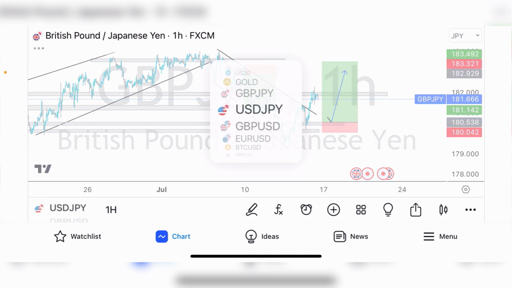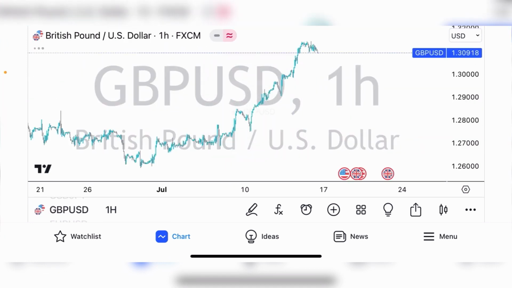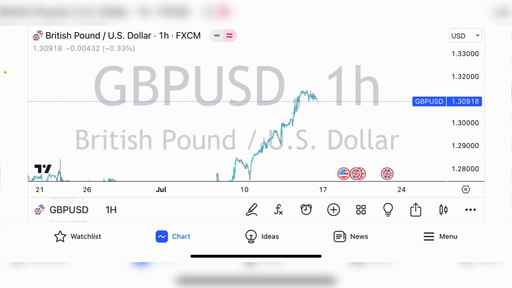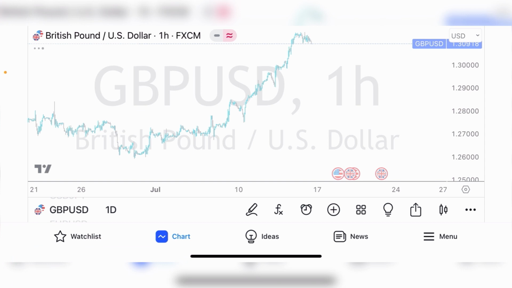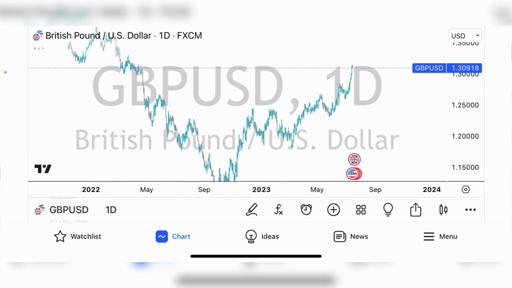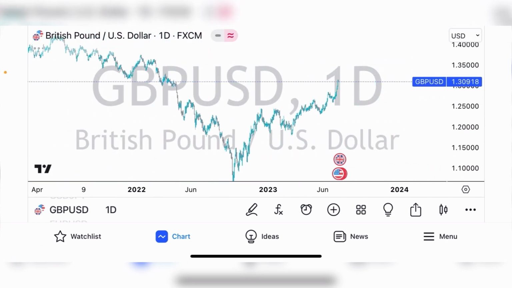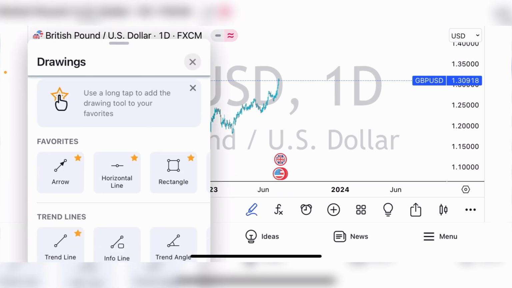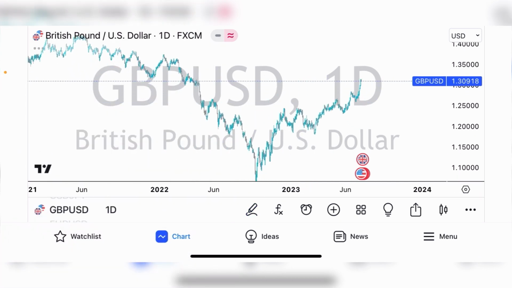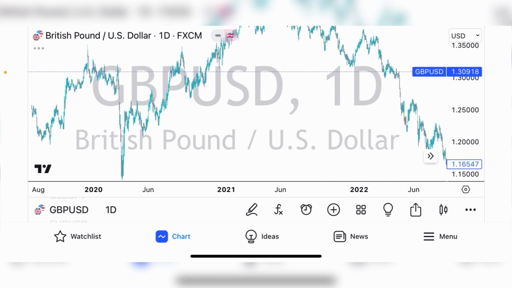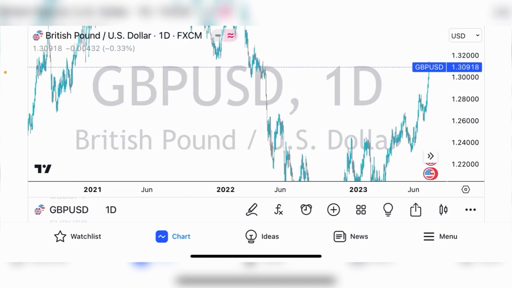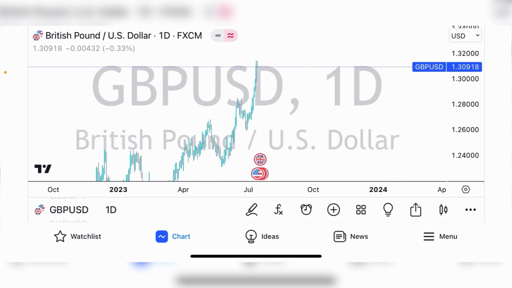Now we are going to the next pair, meaning we are going to GBPUSD. This past week I didn't trade GBPUSD, but now I want to trade GBPUSD. This week I want to trade the GBPUSD. But I don't like how it looks. I don't like how this market looks actually.